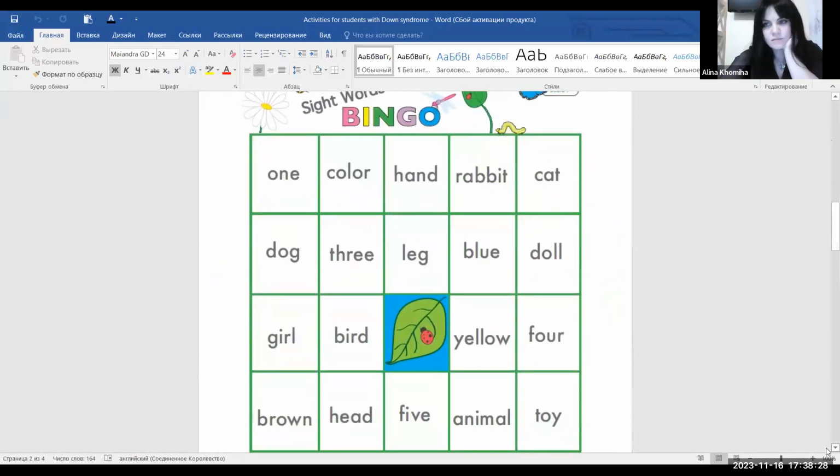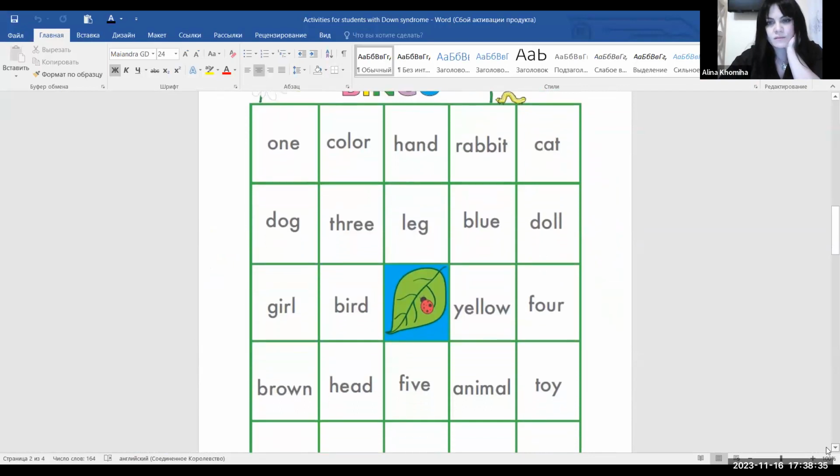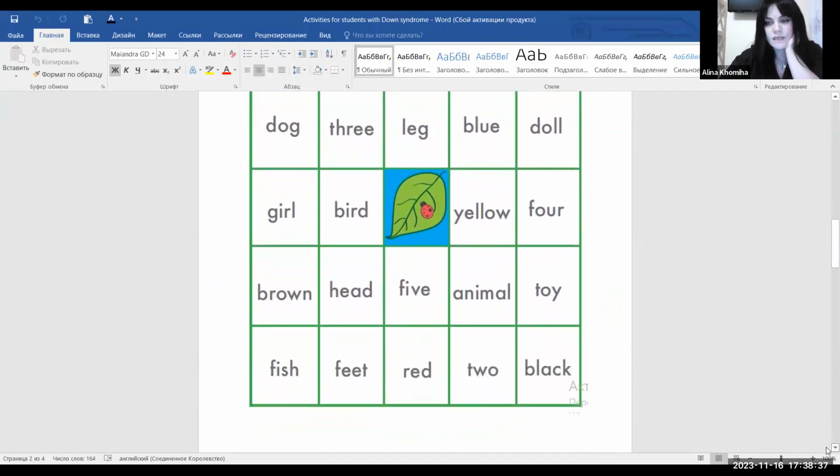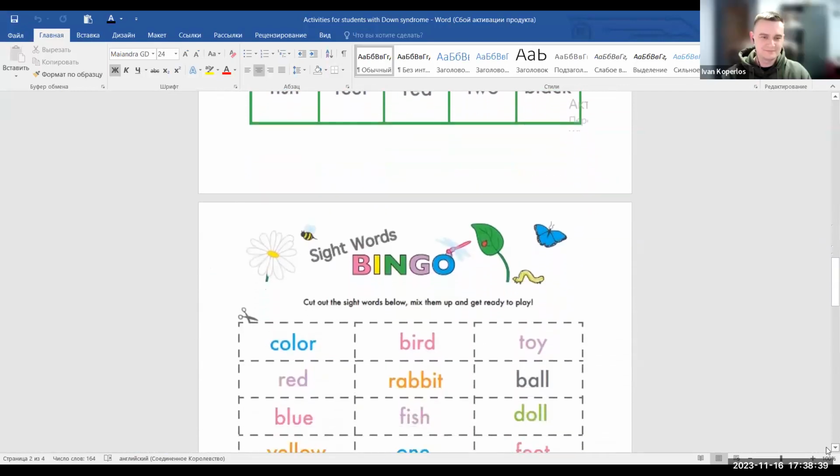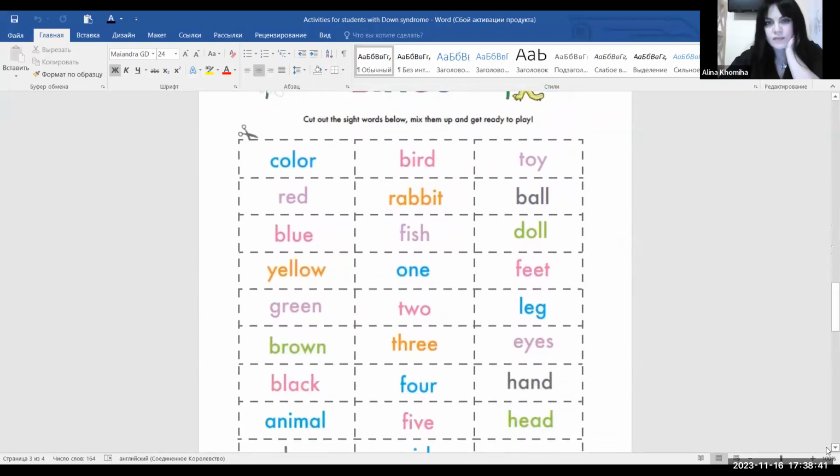This is like sight words bingo. Students get a board, this is an example, and here are the cards to cut. So the teacher has to cut out the sight words below, mix them up, and then the kids play.